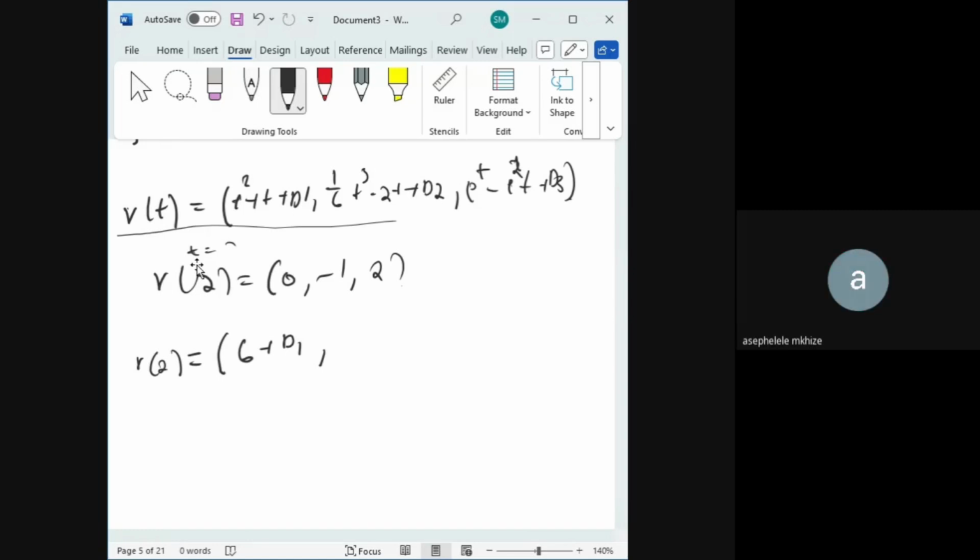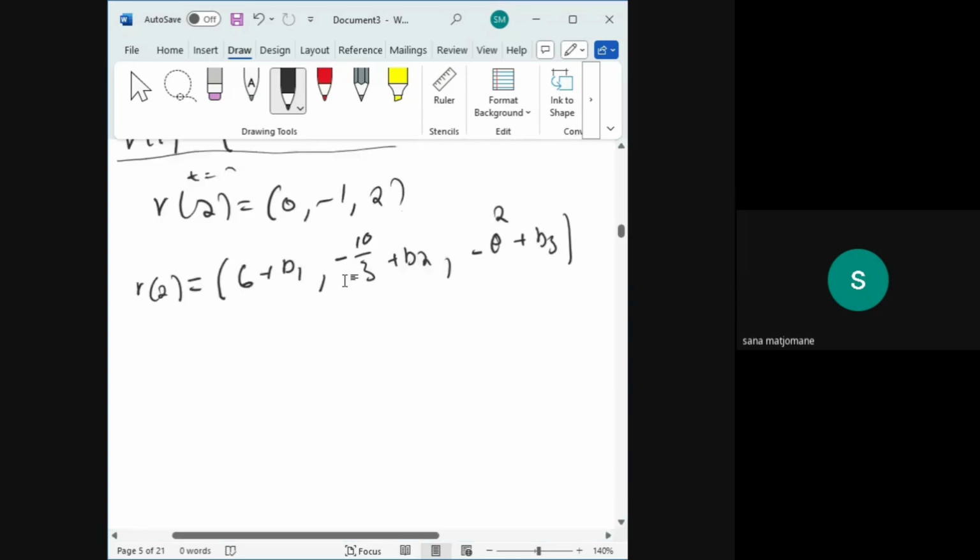Okay. It's negative 10 over 3. Negative 10 over 3. Okay. So it's negative 10 over 3 plus d2. Then the last one, I think, is pretty easy. When you put 2 here and 2 here, it becomes negative e squared, because it's now 1 e squared subtracting 2 e squared. So this is d3. What's the next step?